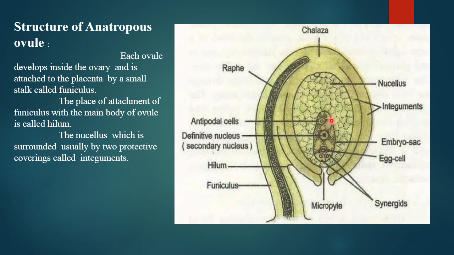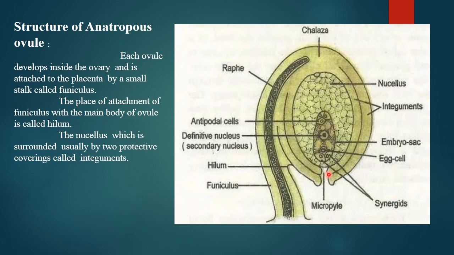Next point is the structure of the anatropous ovule. Each ovule develops inside the ovary and is attached to the placenta by a small stalk called the funicle. The place of attachment of the funicle with the main body of the ovule is called the hilum.